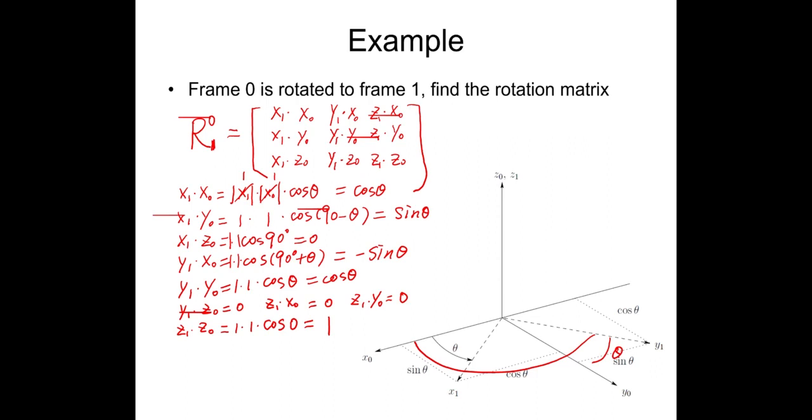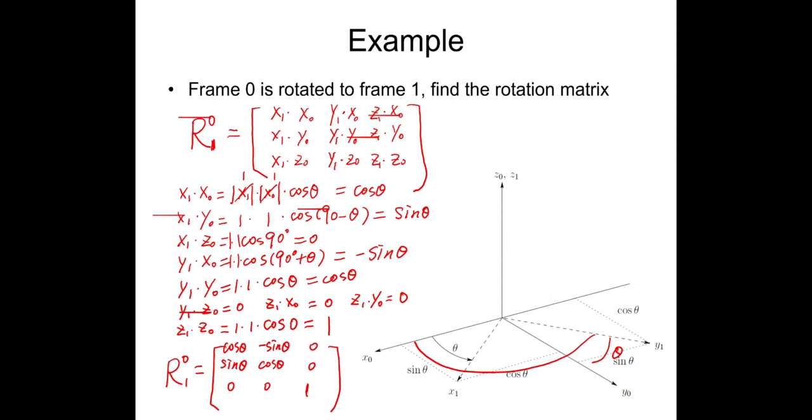Okay, so now I have all the 9 terms calculated, so then this is going to be R10, and it equals to, I just have all my 9 terms arranged. So this first one is cosine theta, and this is sine theta, and this is 0, and this is negative sine theta, and this term is cosine theta, and this term is 0, and this term is 0 and 0 for this one, and the last one is 1. Okay, so for this example, my rotation matrix is like that.